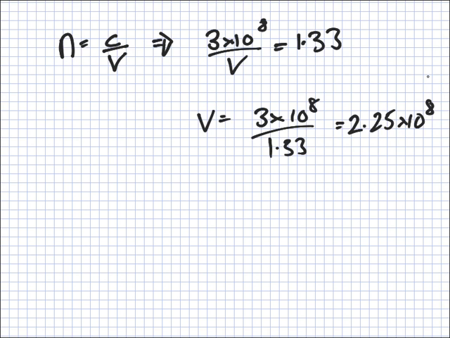Can I scroll down, guys? Did you both get that? Okay, the next one now. The refractive index of water is 1.33. A beam of light enters the water at 45 degrees. What angle does it make to the normal after it refracts?